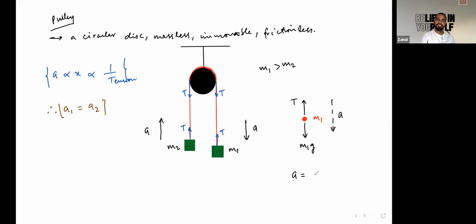A is equal to net force divided by mass. As this acceleration is going downward, the force along the downward direction would be greater. So you take m1g minus T divided by the mass of block M1. Move this mass to the other side, you will get m1a is equal to m1g minus T. Let's call this equation 1. Is it clear to you all till this part?